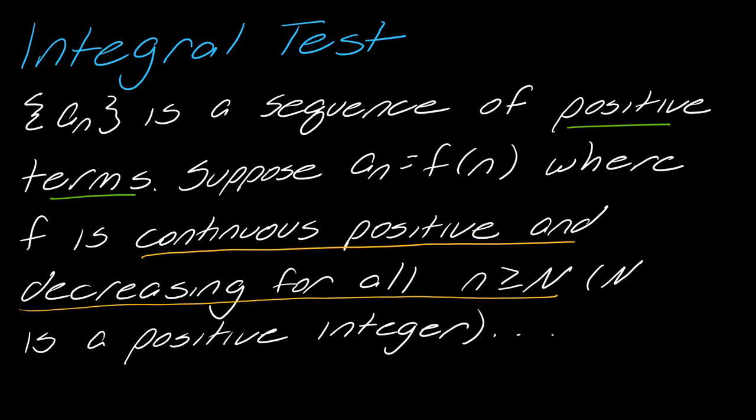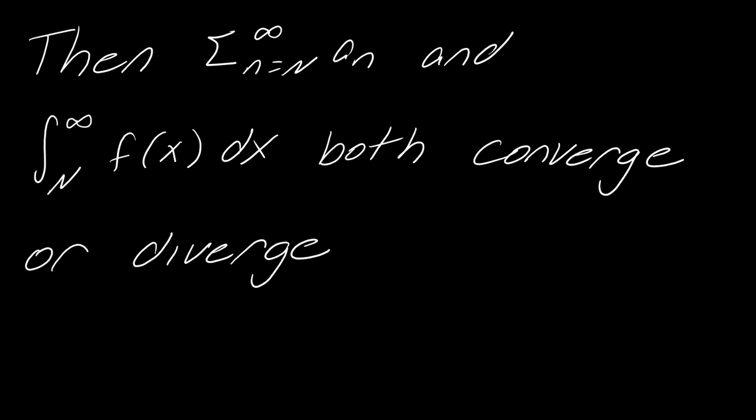This doesn't mean they're equal to one another, but if one converges or diverges, so will the other. I do want to highlight that our sequence has to have positive terms, so that rules out certain sequences. The other thing you have to prove to use this test is that your function is continuous, positive, and decreasing after some point. This condition can be a bit of a bear to work with sometimes, but if you get that, then you can go ahead and use this.